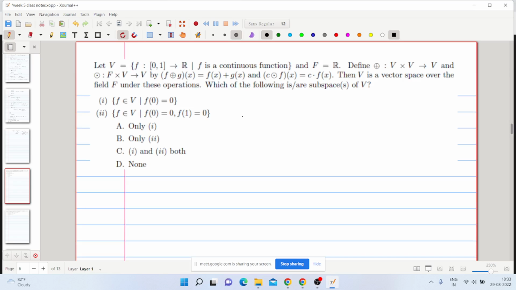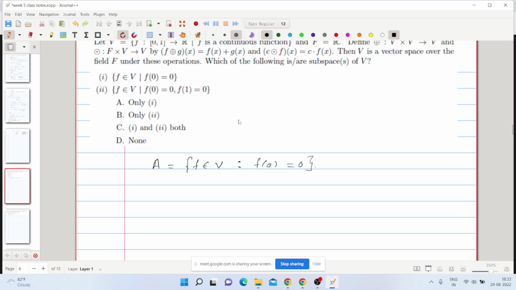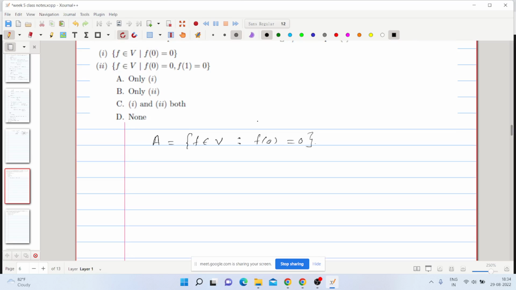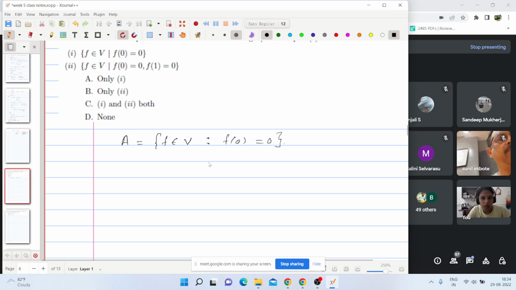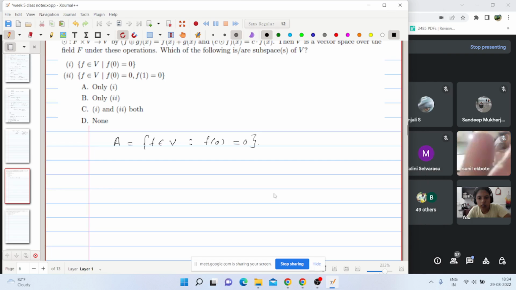So the first one, let us see A. A is the set of all elements in V that satisfy the condition f of 0 equals 0. Is this non-empty or not? Yes, ma'am, it is non-empty. 0 is there. Because 0 is an element of A.